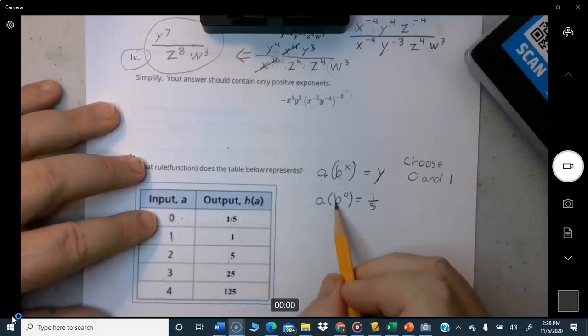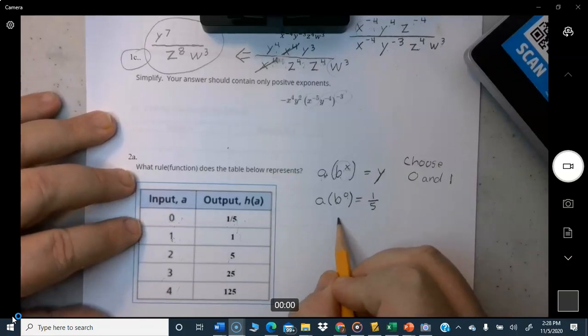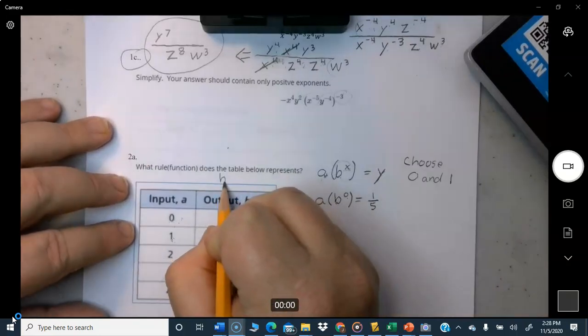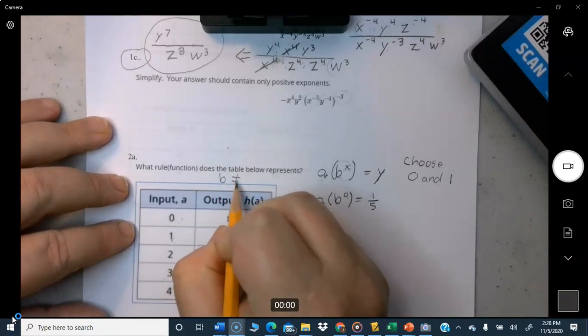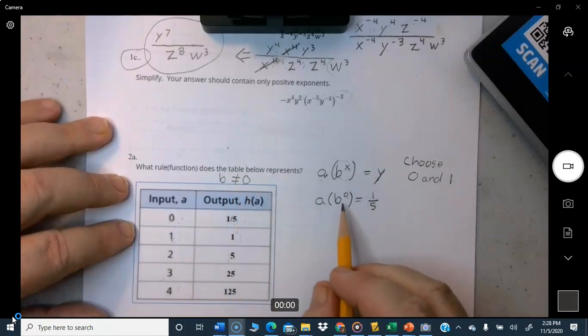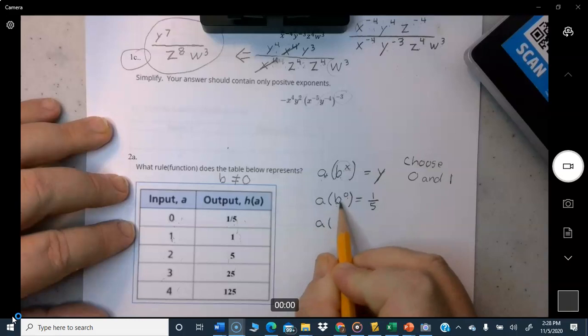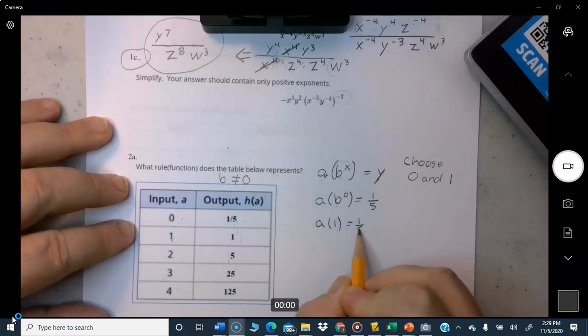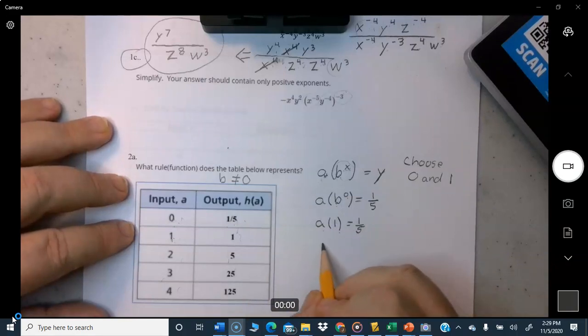Well, we know that b to the 0 power is equal to 1. We're assuming that b is not 0, so we'll just write that as our condition: b does not equal 0. It can't equal 0, otherwise that's undefined. But we're saying it's some other number. So that means this is going to be a times b to the 0, which is 1, equals 1/5. Well, a times 1 equals 1/5 means a has to equal 1/5. Okay, so we figured out what a is.